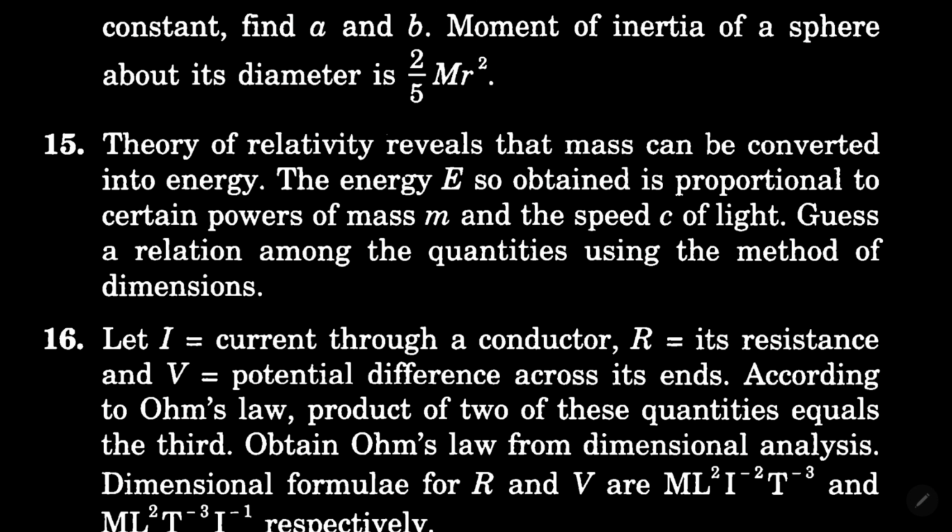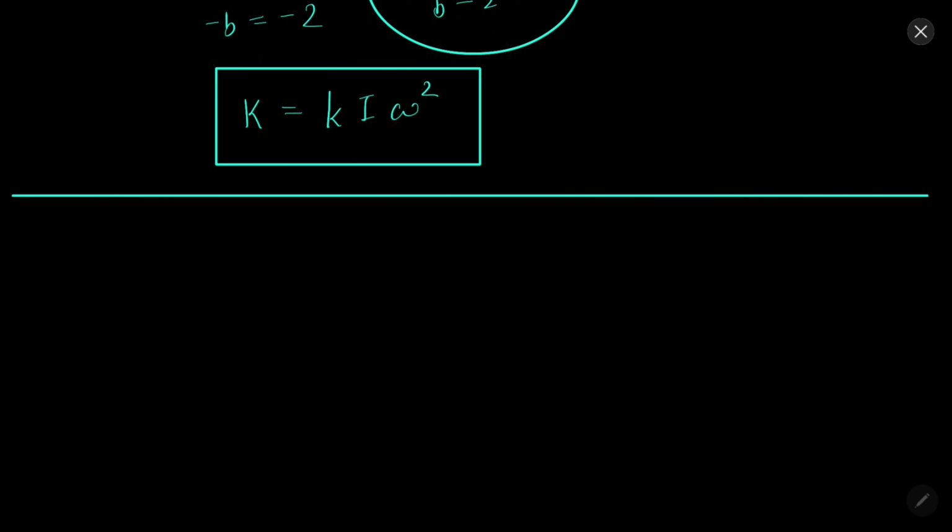In question 15, in the theory of relativity, mass and energy are interconvertible. So the energy E obtained is proportional to a certain power of mass m and speed of light c. We need to find the relationship between them. The 15th one. First of all, energy can be assumed to be proportional to m to the power a and c to the power b, mass and speed of light in vacuum.